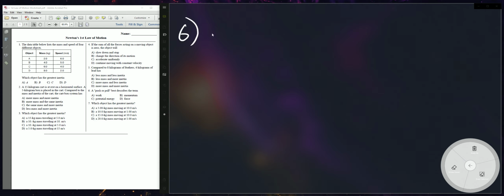Number 6. The definition of force is a push or pull. It's the definition. Number 7. Which object has the greatest inertia? Again, more mass, more inertia. Speed doesn't matter. D has the most inertia. Alright.